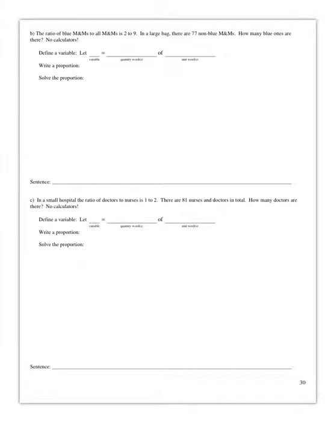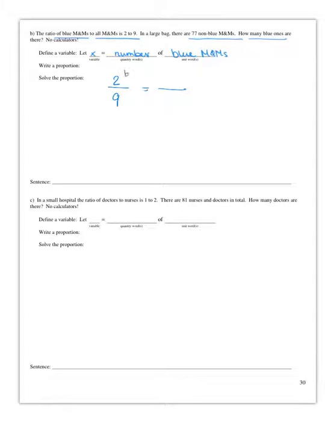The ratio of blue M&Ms to all M&Ms is 2 to 9. In a large bag, there are 77 non-blue M&Ms. How many blue ones are there? So we're going to find our variable x to answer our question. They're asking about the number of blue M&Ms, so my variable will be let x equal the number of blue M&Ms. We'll set up an empty proportion and put in our first ratio we have, which is 2 to 9.